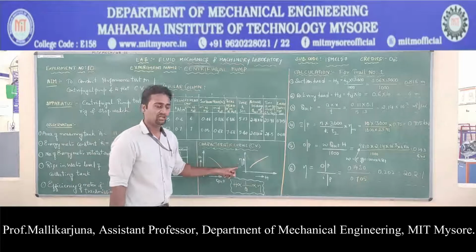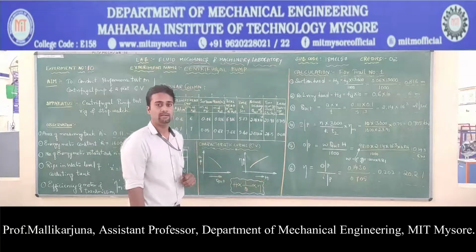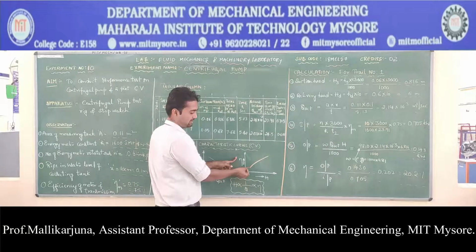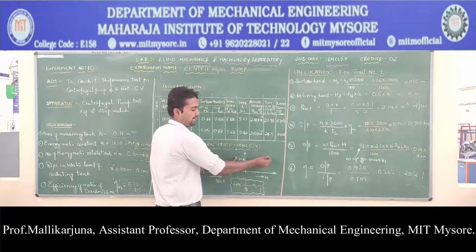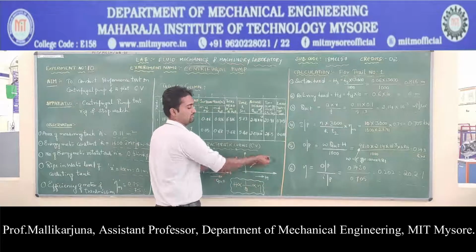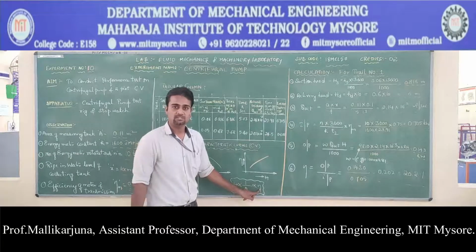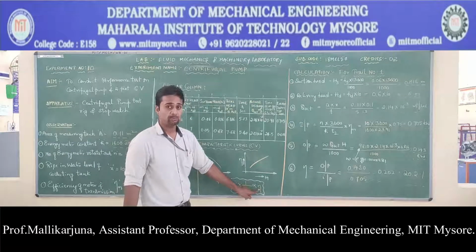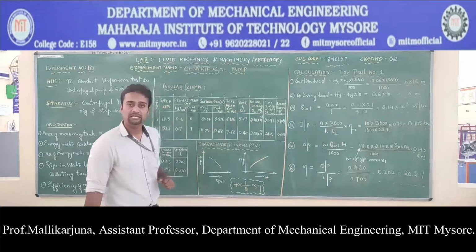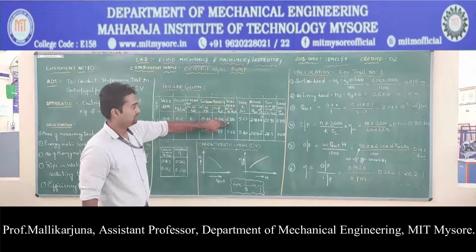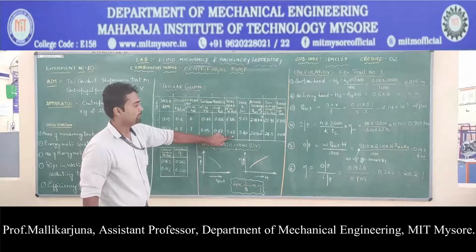One more characteristic curve is efficiency and head. This is clearly saying that the lower the value of H, the lower will be the efficiency. The higher the value of H, the higher will be the efficiency. That means H is directly proportional to efficiency. That has to be seen in our tabulated values. This is the H. H is 6.816 and 7.68.